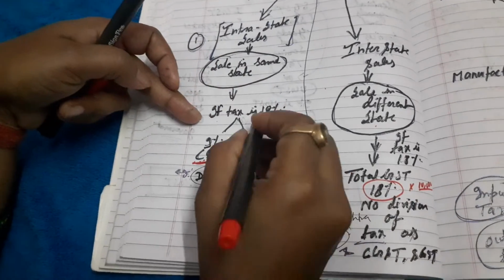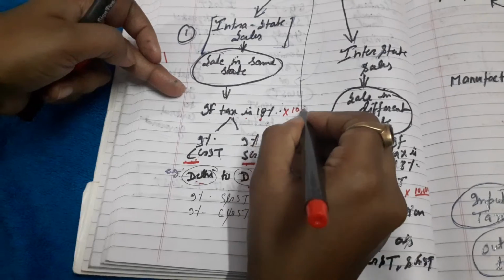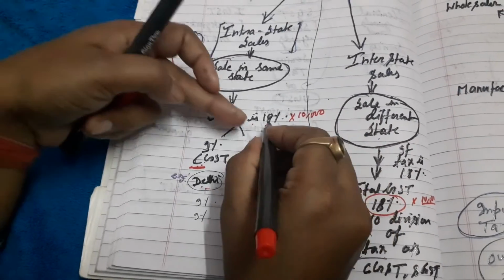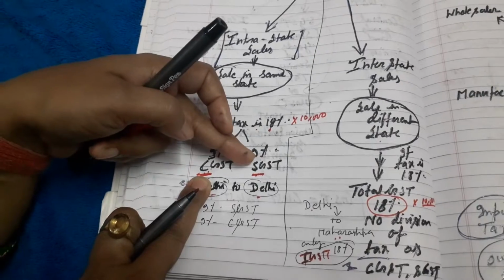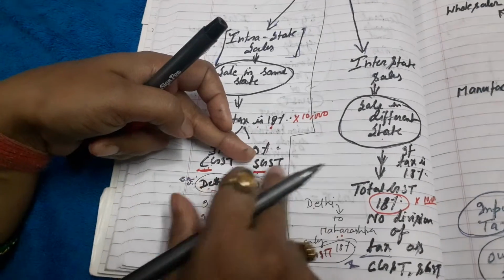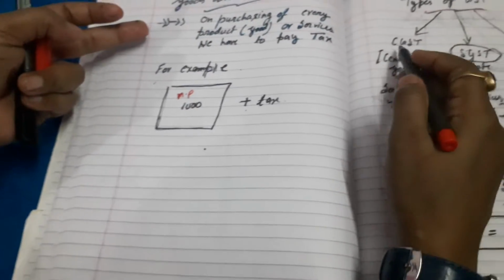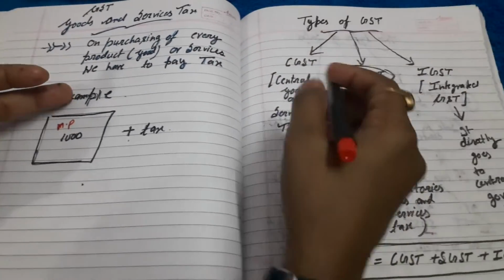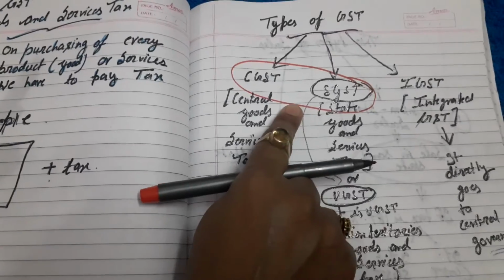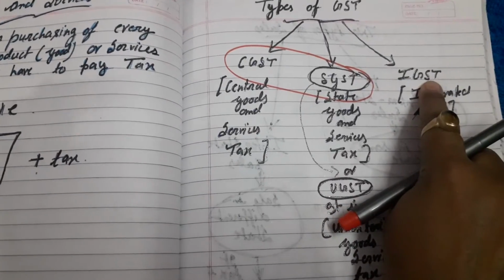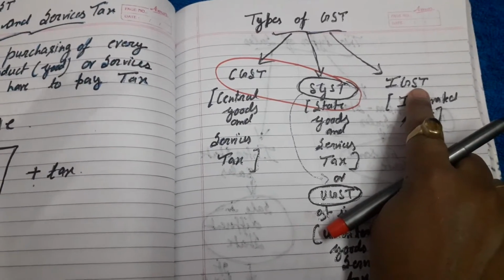And same here in this case, if 18% is applied on an item whose cost is 10,000, then we will calculate 9% of 10,000 that will go to the central government and 9% of 10,000 that will go to the state government. That is the difference between CGST, SGST, IGST. So these two taxes are for intra-state selling, and this tax is for interstate. I hope now it is clear to you.